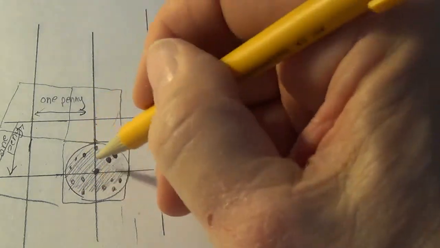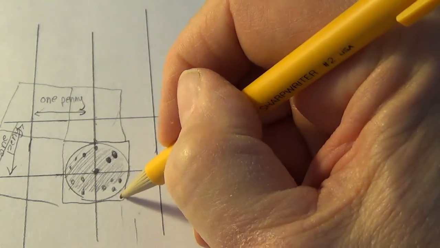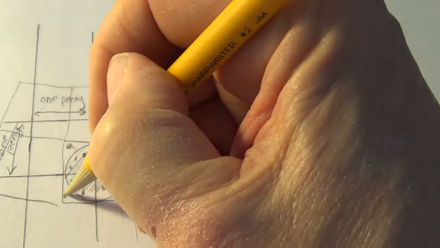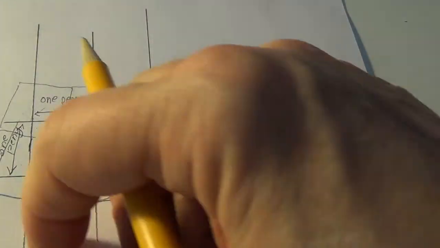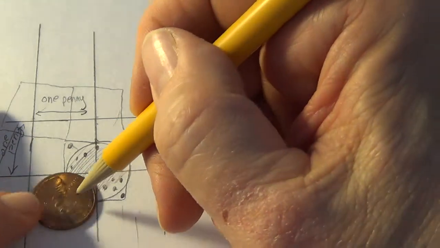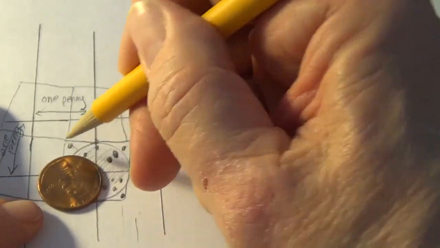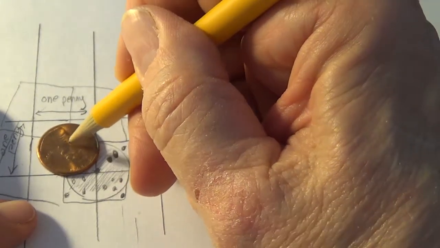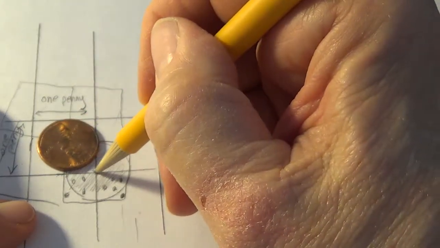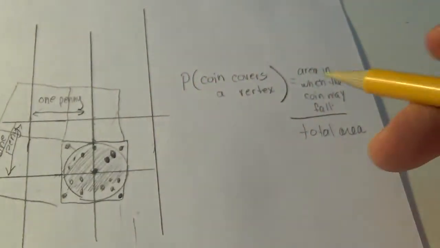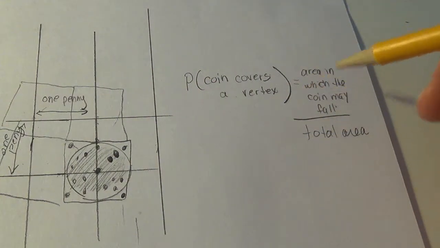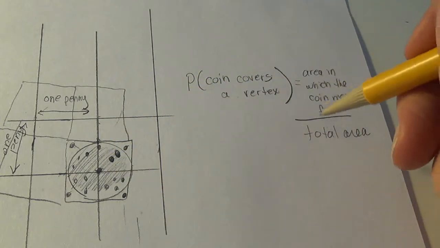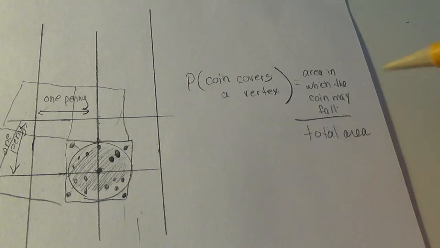So if the coin falls so that the center is in here, then it will not cover the vertex. So let's see if that's true. Here's the center. I'm going to try to line it up right on top of that. And you can see that the vertex is not covered. So we can find the probability by taking the area in which the coin may fall around this vertex divided by the total area around that vertex.